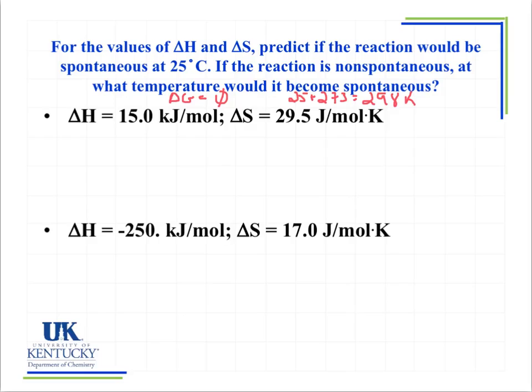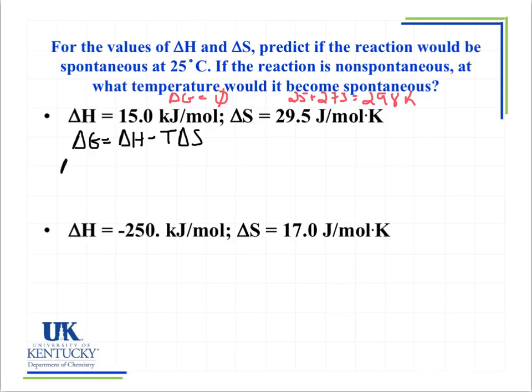We're given a delta H value of 15 kilojoules per mole and delta S of 29.5 joules per mole Kelvin. We're going to use the equation delta G equals delta H minus T delta S to solve for our Gibbs free energy. We do need to be careful because our delta H is in terms of kilojoules and our delta S is in terms of joules.